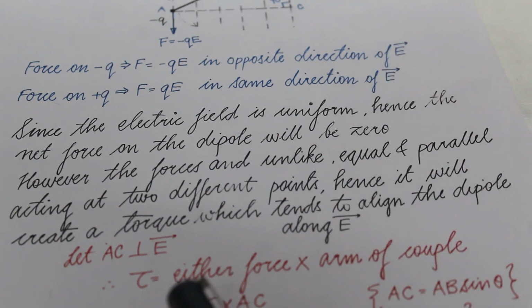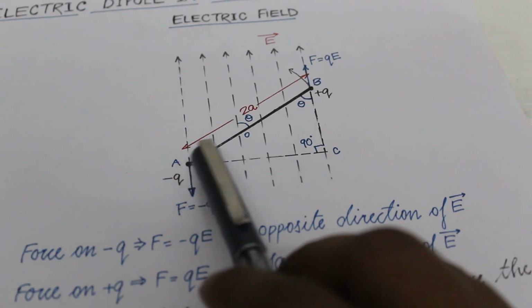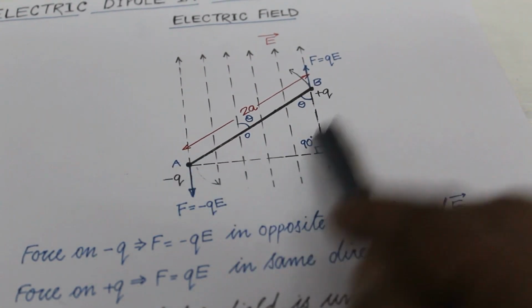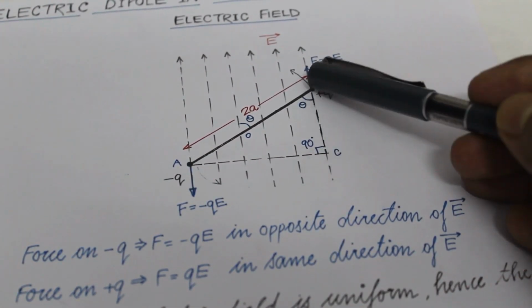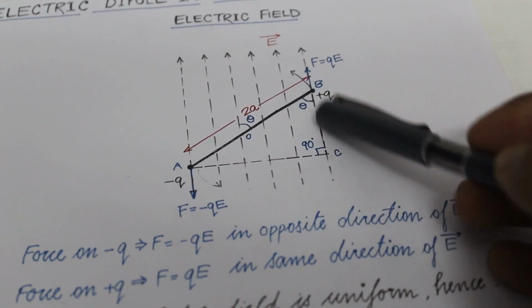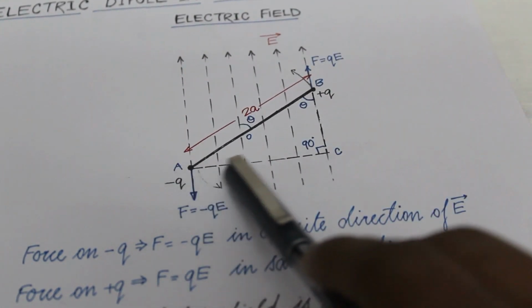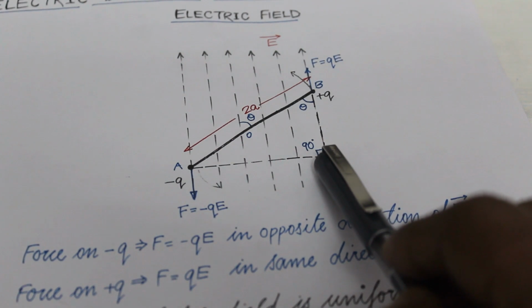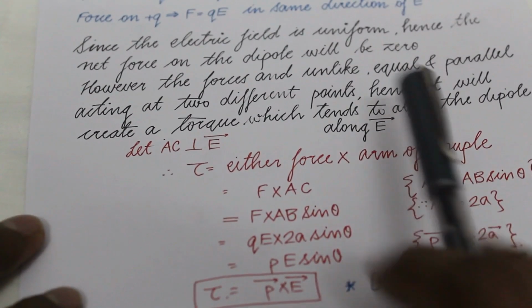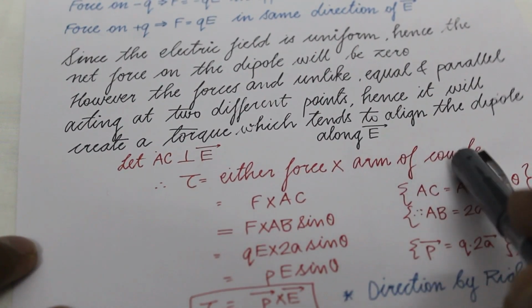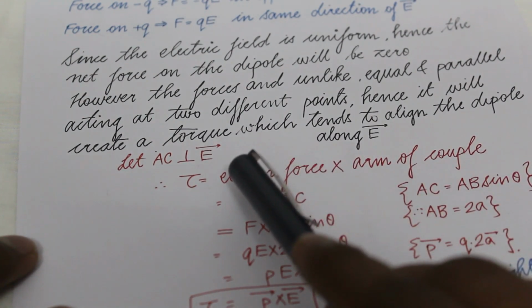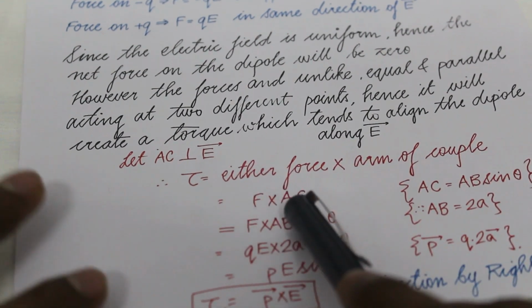Now how to find out this torque? So what we'll do is we'll draw a perpendicular AC on this line BC. So AC is perpendicular to BC. This will behave as the arm of the couple. As we know, torque is given by force into arm of couple. So either force, as both the forces are same, we'll take F into arm of couple, it is AC.